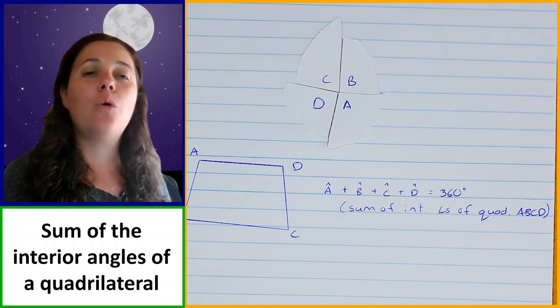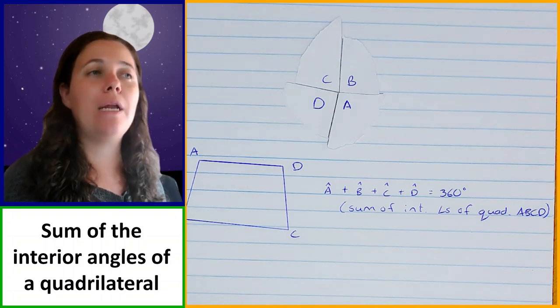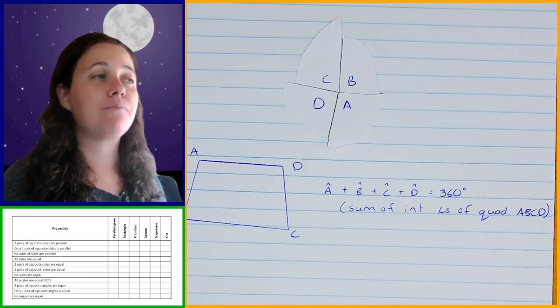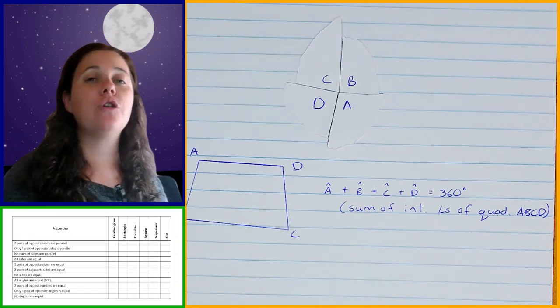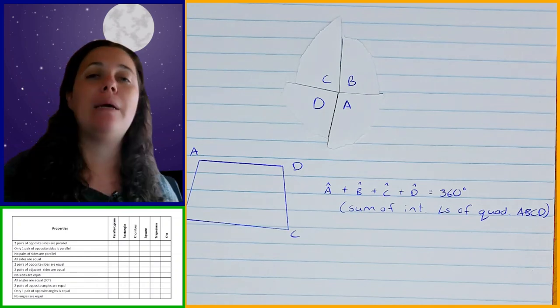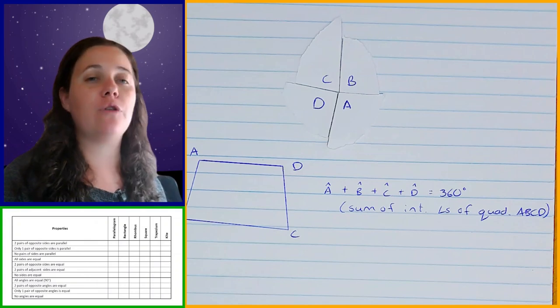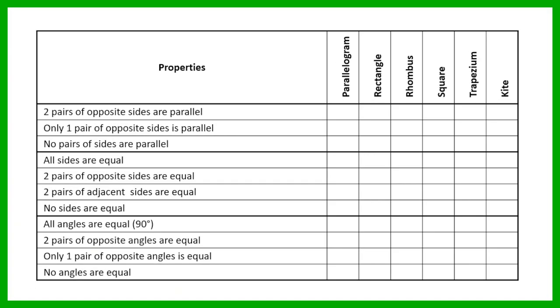Okay, now in our last lesson, we learned how to do the constructions of different quadrilaterals. And when you do the constructions, you would hopefully be able to see that there are certain properties of those quadrilaterals that come out of that. So let's just go through those properties quickly. Over here, I've got the different quadrilaterals that we constructed. We've got the parallelogram, the rectangle, the rhombus, the square, the trapezium, and the kite.